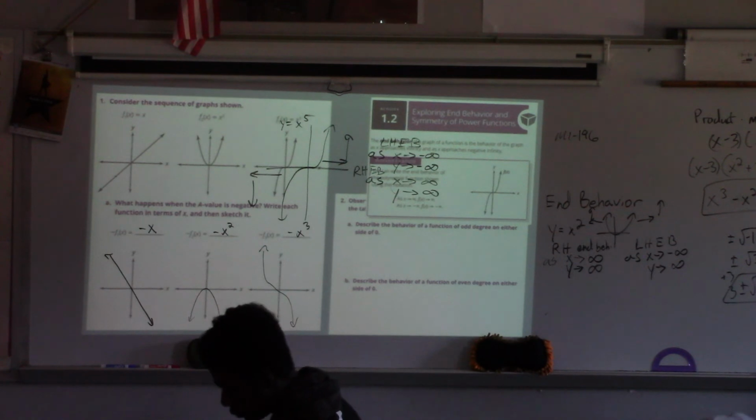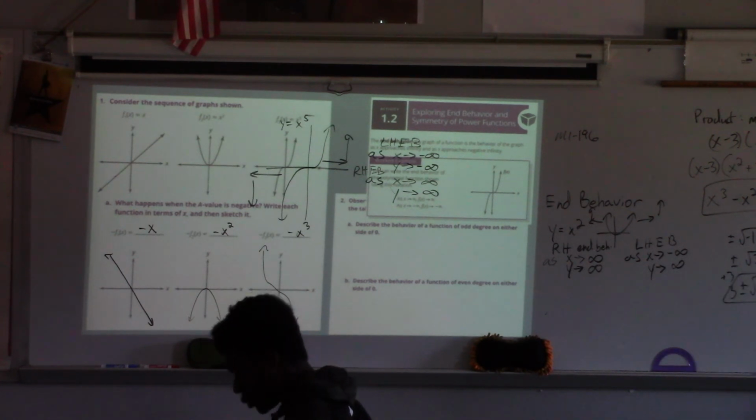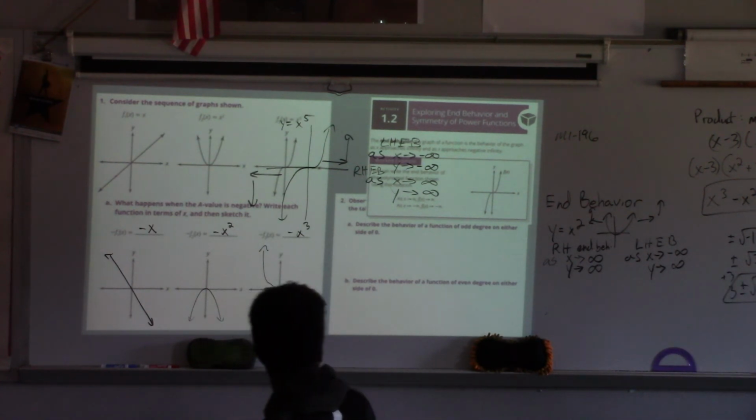That's why this is a negative slope, this should be concave down, and this should be... Okay, so going down. This one, right hand goes negative, and left hand.